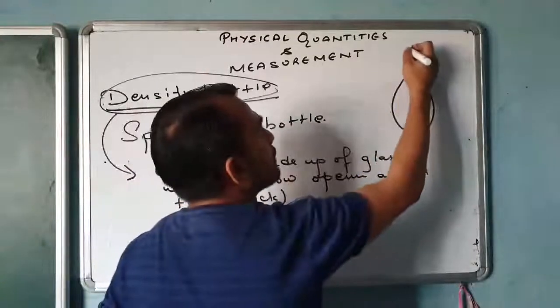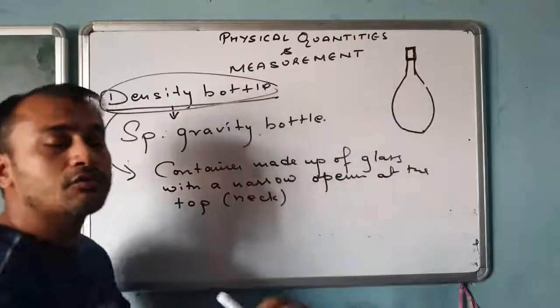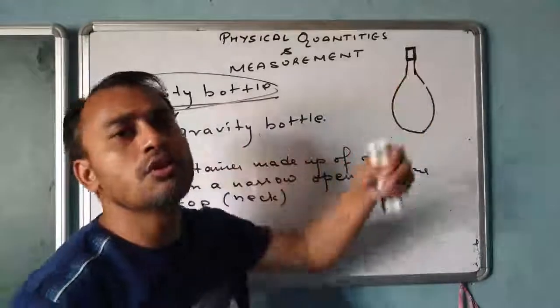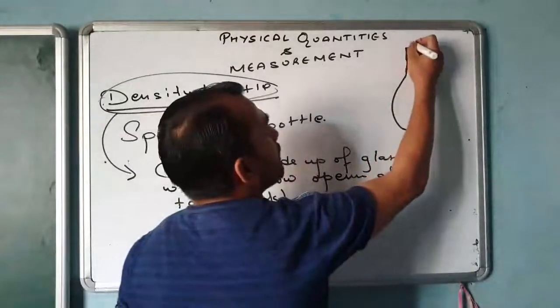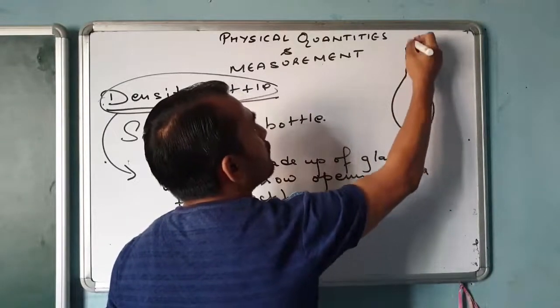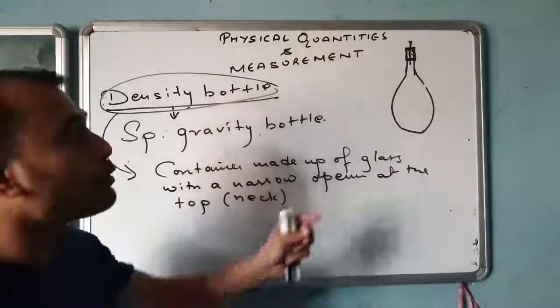Now through this narrow neck, we pass a stopper. A stopper is a lid that prevents the flow of a liquid. This stopper is usually made up of cork. Now this stopper has a very fine hole here, a very fine tube, let's say. Now what is the purpose of this fine tube?